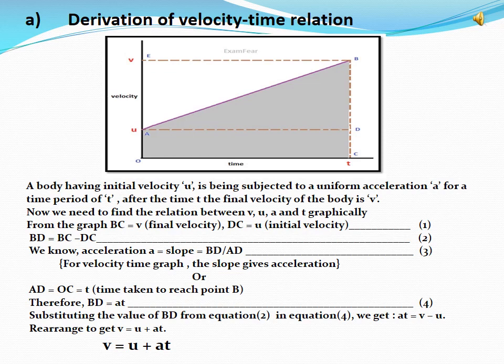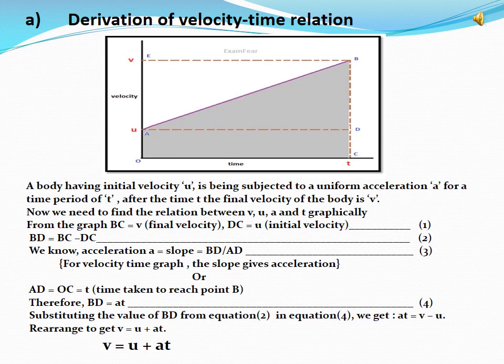Consider the velocity-time graph of a body having initial velocity u, which is subjected to a uniform acceleration a for a time period t. After the time t, the final velocity of the body is v. From this graph, it is seen that the initial velocity of the body is u, at point A, and then it increases to v, at point B, in time t.